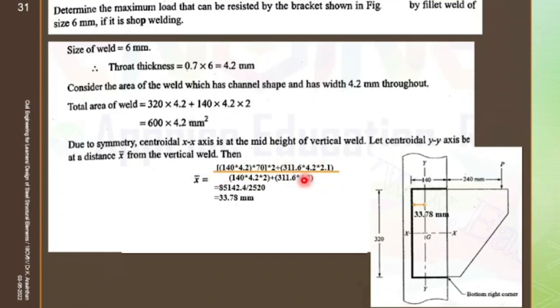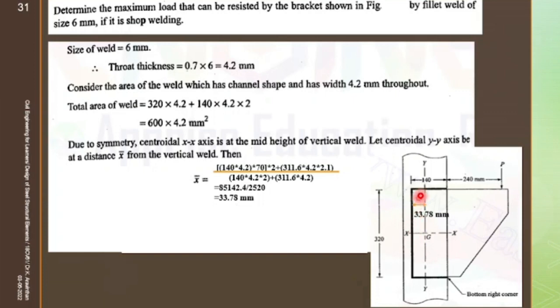So what is the answer you are getting? Why I have multiplied by 2 is because you have this length twice. So are you getting 33.78? It is called X bar. You should know the centroidal distance. Next, how to find moment of inertia? Moment of inertia I. I equals BD cube for a rectangle. What is the formula? BD cube by 12.